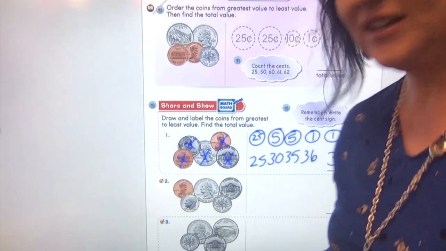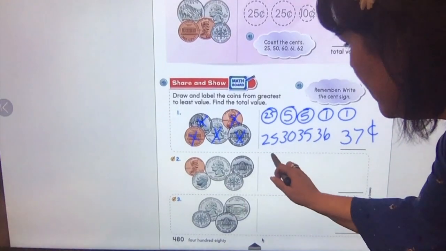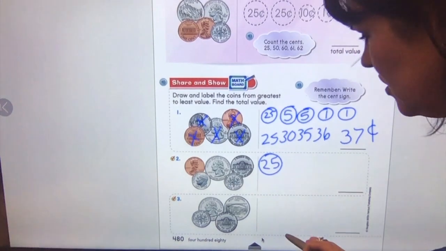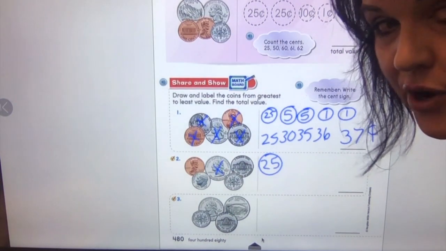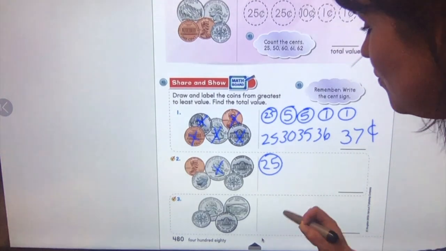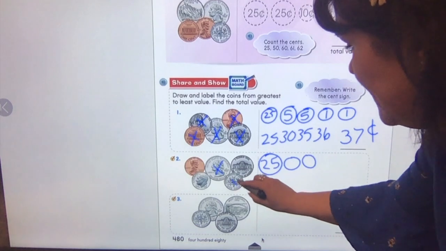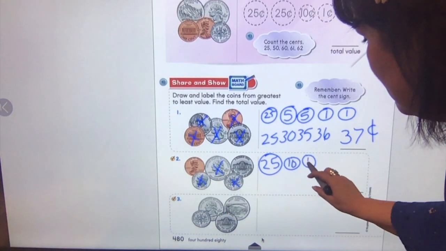Okay, let's look at this next one. We have another quarter, so we are going to make a 25 inside the circle, and we're going to make sure we X that out just so that we know that we're not going to use it again. All right, ooh, this time I see 2 dimes. Do you guys spy 2 dimes? There they are. And I'm going to put my 10 cents in there.